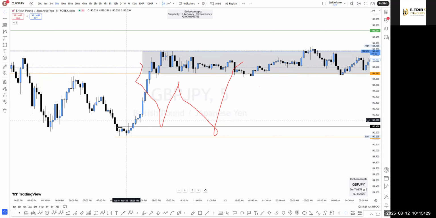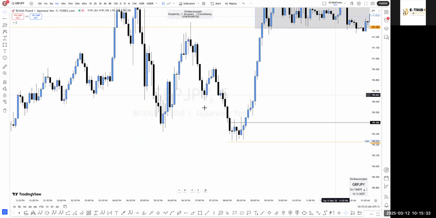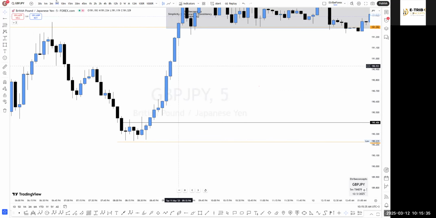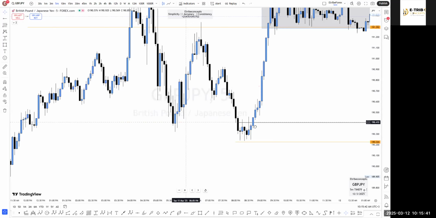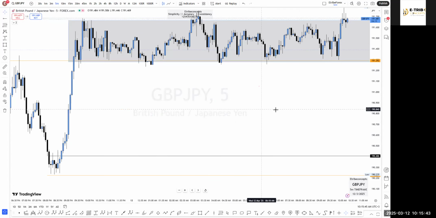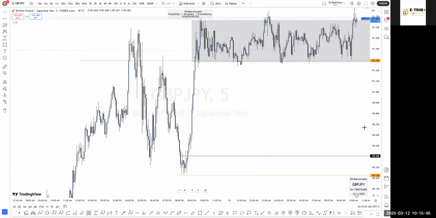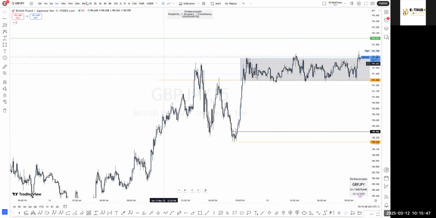Ukiona mahali ambapo price imeform kitu kama hii, then momentum ikapick from there, or even go to 3 minutes. Just know that when the market will come back here, it's going to do some massive push because you see this crazy momentum.